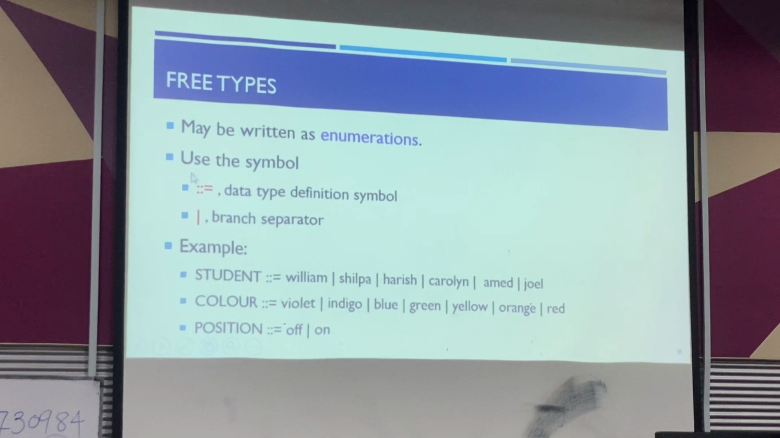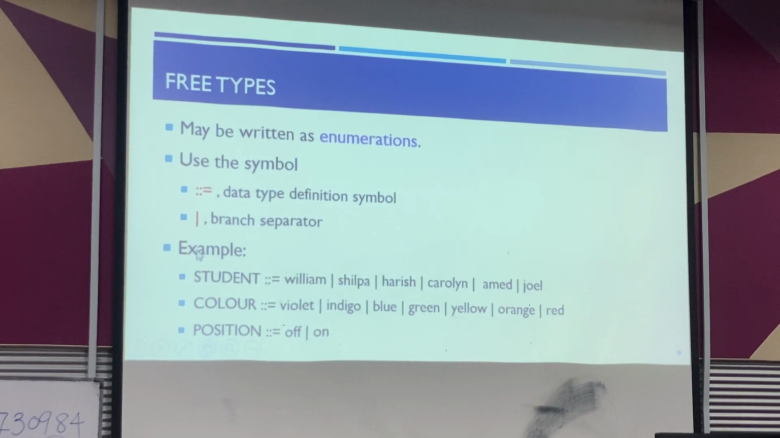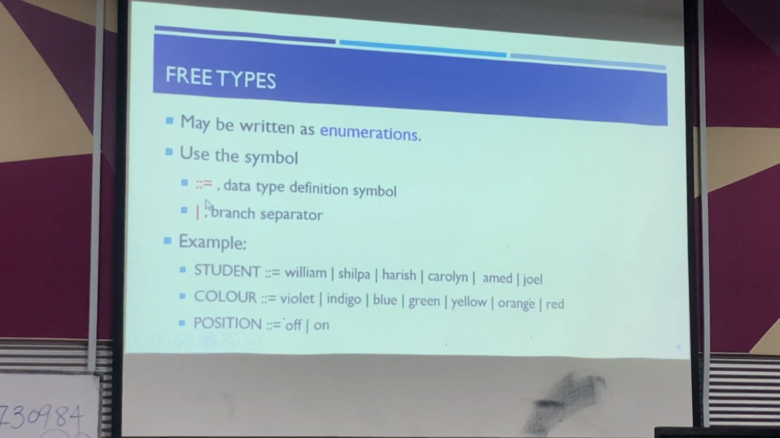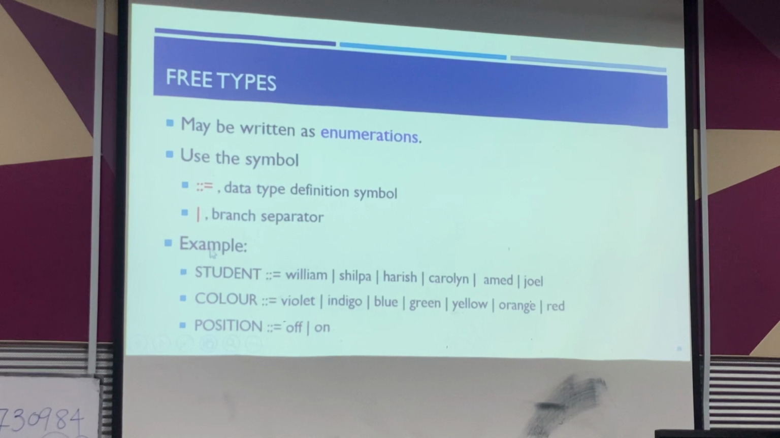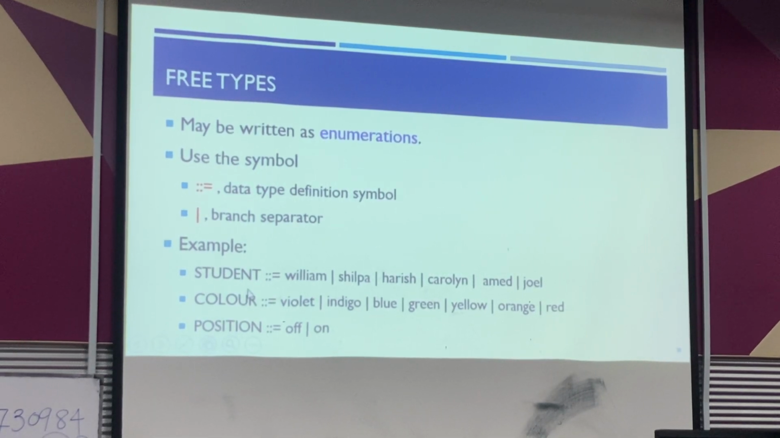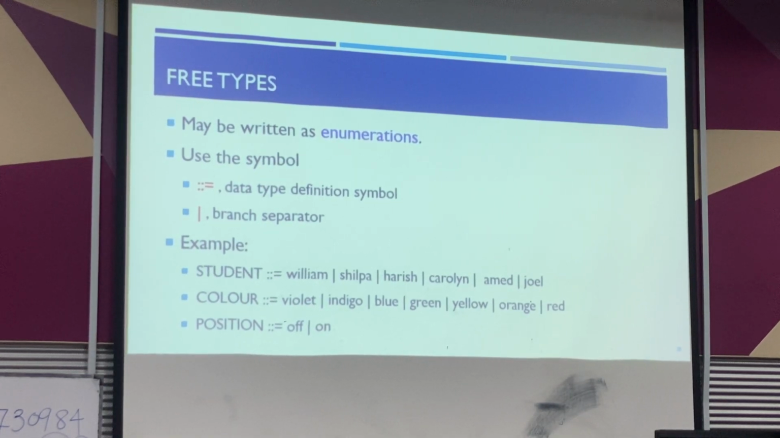Okay, so the symbols that you are going to use are these two symbols. One is the branch separator, another one is the type definition symbol. So, how to write? You are going to have one name to represent the free type. The way to write here, I will suggest you put similar to basic type just now, capital letters, but without the square brackets.